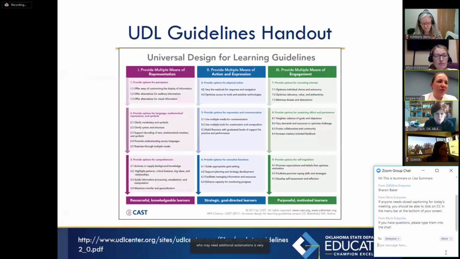We have this Universal Design for Learning guideline handout. This handout is produced by CAST, and it talks a little bit about the 3 principles in more detail. So today we talked a little bit about the 3 areas: multiple means of representation, action and expression, and engagement. And if you see each of the rows, it says here, provide options for perception, provide options for language and mathematical expression and symbols. You can see all of those 9 elements. We talked specifically about all 9 elements and provided classroom examples of how those would be utilized.